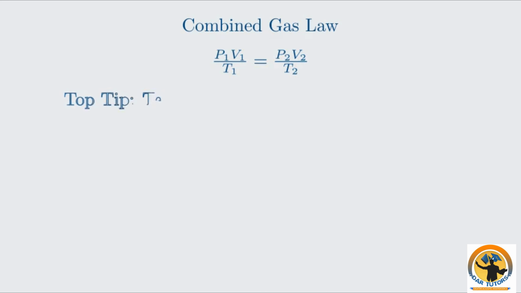Now let's tackle problems where we use the combined gas law. This law is useful when the amount of gas is constant, but all three variables P, V, and T are changing. The combined gas law states that P1V1 over T1 equals P2V2 over T2. This allows us to find a new state of the gas given an initial state. Remember our top tip: temperature must always be in Kelvin.